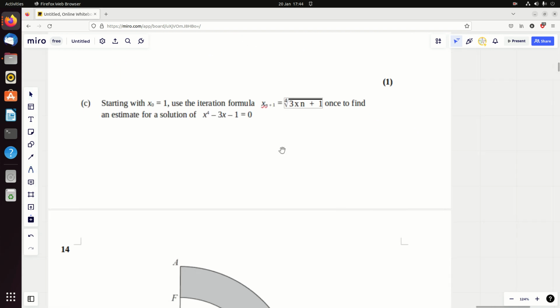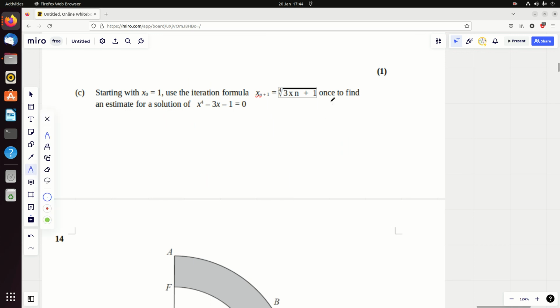Okay, use the iteration formula once, just once. So this formula is telling us the next term is the fourth root of 3 times the last term plus 1. Sorry, it hasn't rendered very nicely on my screen there. That should be a little n. So if you want to work out x1, you just need to do the fourth root of 3 times x0 plus 1. But x0 is 1, and so that's the fourth root of 3 plus 1, which is 4. And if you do the fourth root of 4 on your calculator, it's actually root 2, which is 1.414.